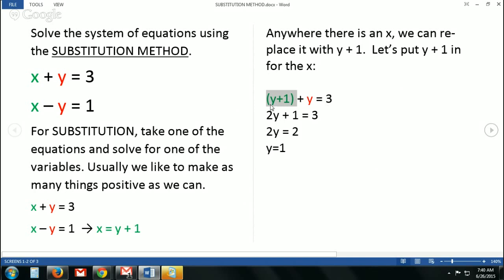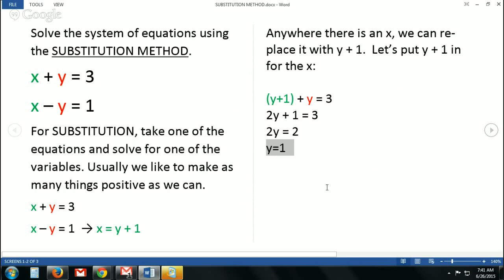Adding together the like terms, y plus y made 2y, and let's bring down that plus 1. Now, this is an easy enough equation for us to solve. Subtract 1 from each side, divide by 2, and now you know that y is equal to 1.